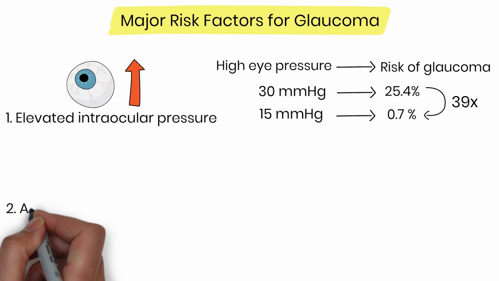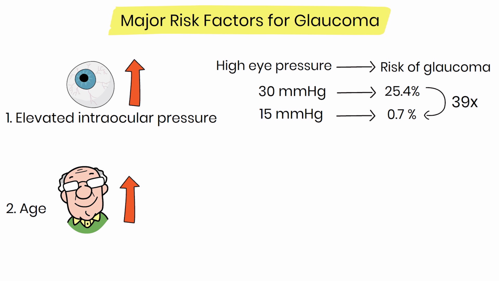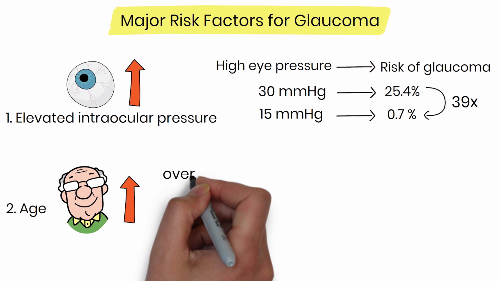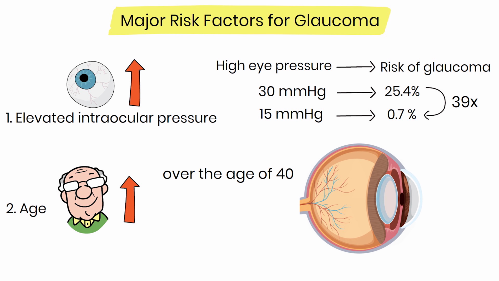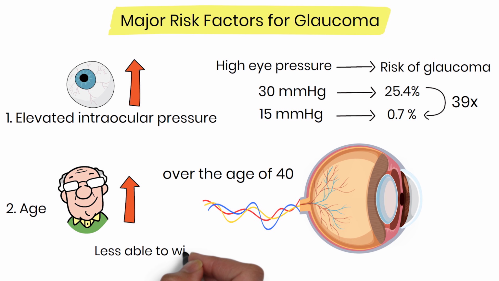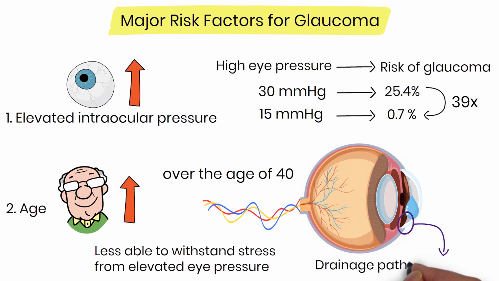Age is another significant risk factor for glaucoma. The risk of developing glaucoma increases dramatically as you get older. Glaucoma is far more common in people over the age of 40, and the risk continues to increase with each passing year. One reason for this is that as we age, the optic nerve becomes less able to withstand stress from elevated eye pressure. Additionally, the drainage pathway in the eye that allows fluid to flow out gradually weakens over time. When this drainage pathway weakens, the eye pressure gradually begins to increase.